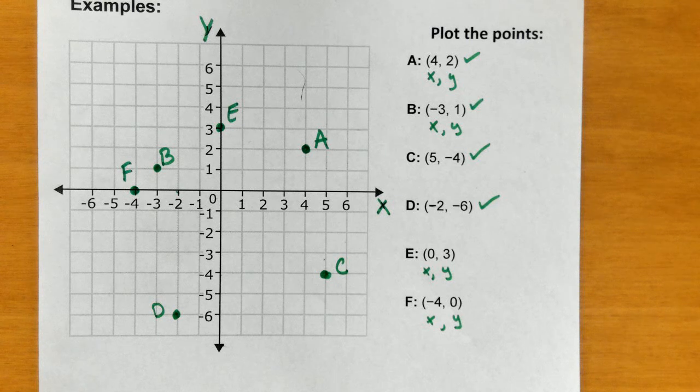Okay? If you need more help plotting points, there are plenty of resources online. You can actually even play Battleship if you've ever played Battleship before, like the game with the little pegs. That's working on a coordinate grid as well. It just uses letters and numbers versus numbers and numbers, but the idea is the same. So that is plotting ordered pairs or coordinate points.